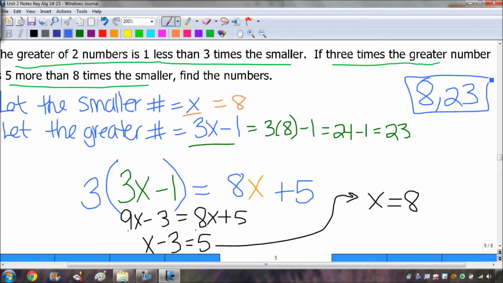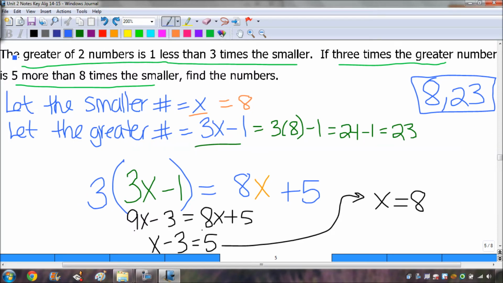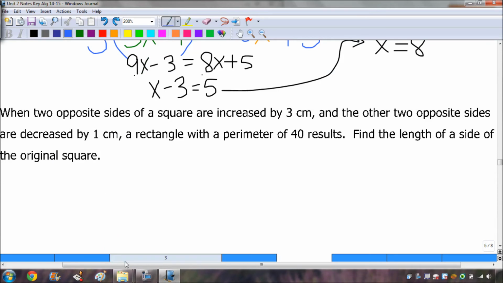But I want to really make sure that it makes sense, or that it checks. I'm not going to check it in the equation that I wrote because I could have written the equation incorrectly. I'm going to check it in what the word problem says. So it says 3 times the greater number. So I'm going to take the greater number, which is 23, and I'm going to multiply that by 3, so I end up getting 69, okay? Is 5 more than 8 times the smaller? Well, 8 times the smaller is 8 times 8, which is 64. And then add 64 to 5, because it's 5 more, you end up getting 69, so it's the same answer, okay? All right, so now we're going to take a look at number 4.